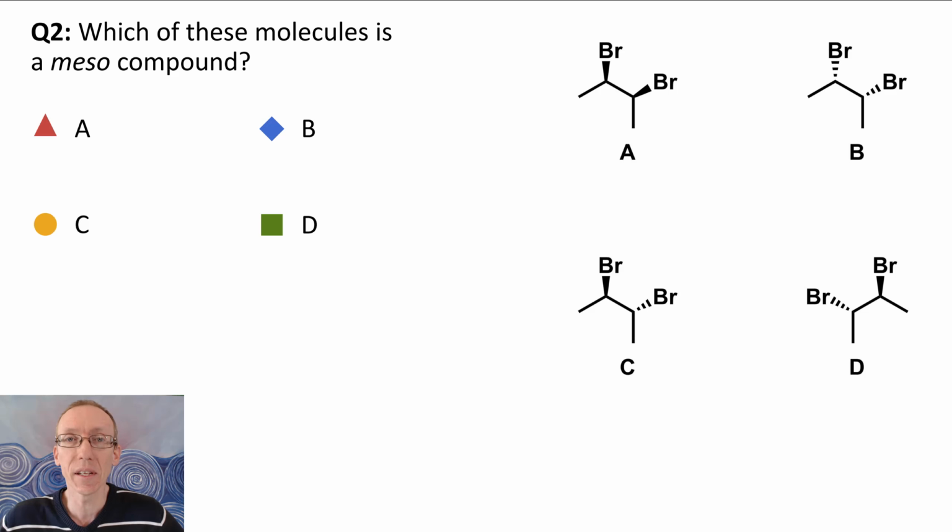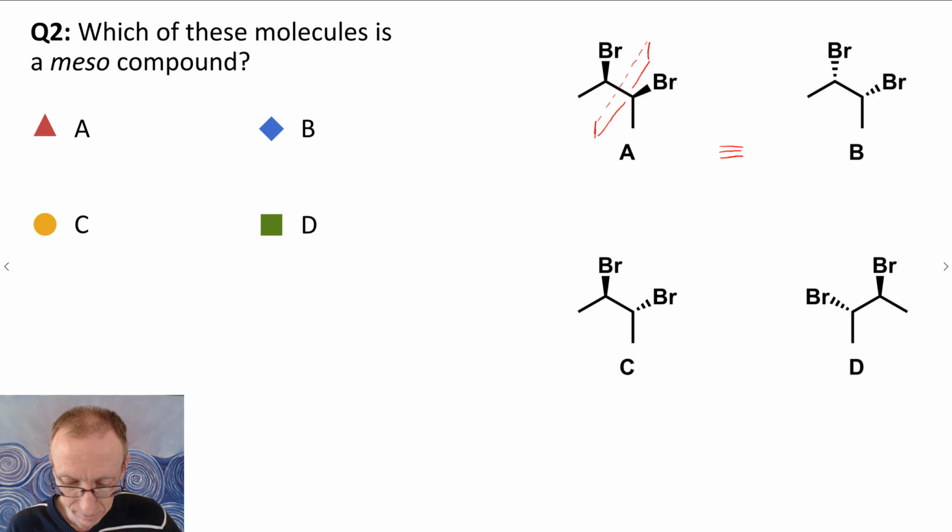Same four molecules. Which one of these molecules is a meso compound? We already know that A and B are equivalent, so whatever we say for A will be the same for B because they're the same compound. And if we look at A, hopefully we can see that there's a plane going through the middle of this molecule. So let me just sort of draw this as a plane like that.